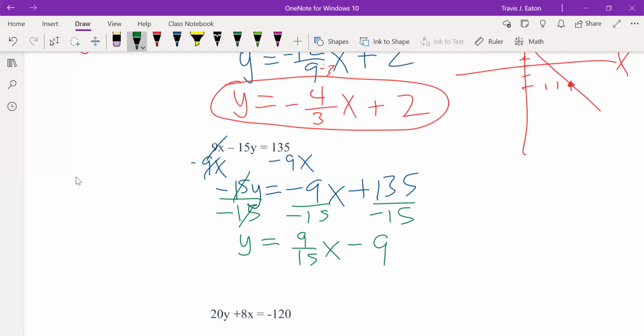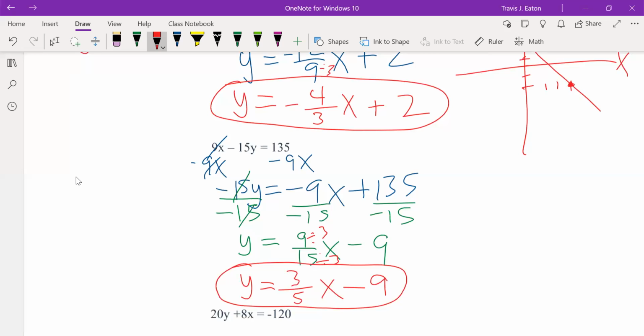All right, and we are almost there, because you should notice that 9/15 is a fraction that should be simplified. There is a common factor between 9 and 15, and that common factor is 3, because 3 will go into both of them evenly. So y stays the same, but 9 divided by 3 is 3, and 15 divided by 3 is 5, and the x stays where it is, and -9 hasn't changed. So now our equation from 9x minus 15y equals 135 is now y equals 3/5 x minus 9.